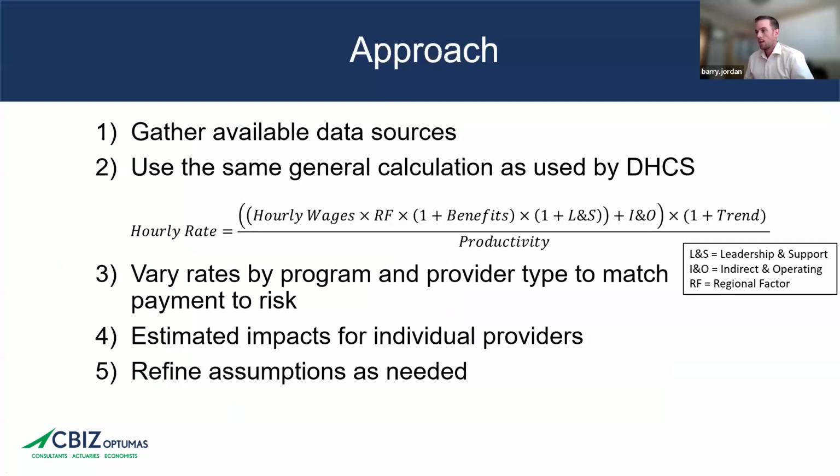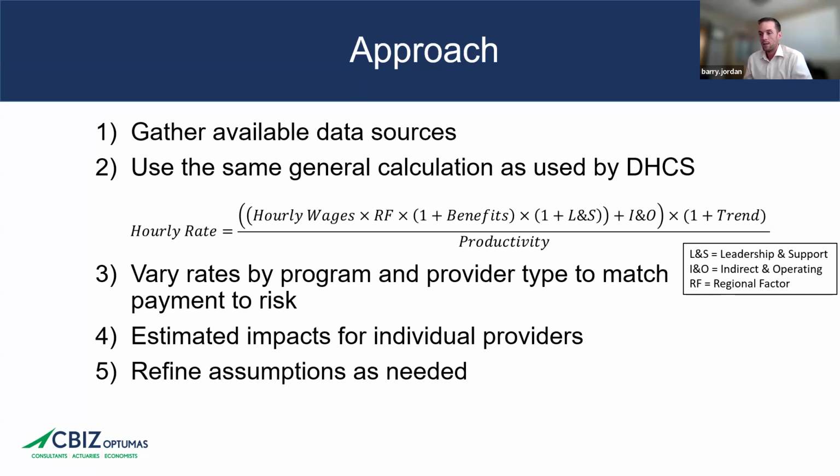The approach to the rate setting process here first included gathering available data sources. And the general calculation is similar to what DHCS is using, and that looks at coming up with an hourly rate. So to do a brief walkthrough of this formula, this includes starting first with hourly wages, and that's going to be a historical amount, a regional factor, an increase to account for benefits, also an increase to account for leadership and support costs, and then a further increase to account for indirect and operating expenses.